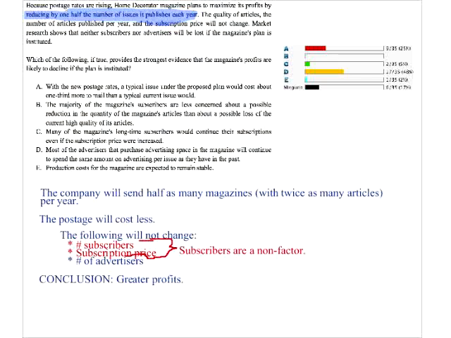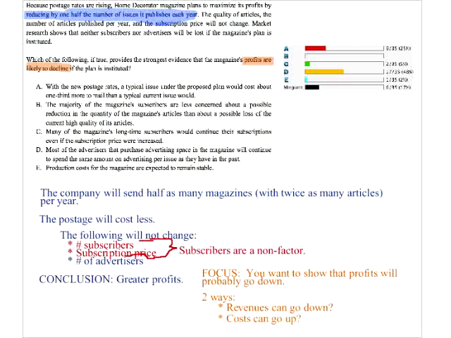So you want to weaken, you want to show that the profits are going to decline. So profits are a function of revenue and cost. So we know that their costs are improving. So there's going to be some sort of revenue issue. So the focus of the problem is you want to show that profits will probably go down. There are two ways that this can happen, because profit is revenues minus cost. So profits can go down if revenues go down, or profits can go down if costs go up.